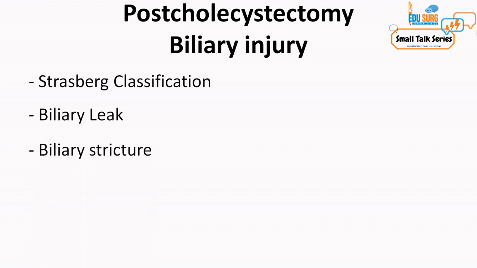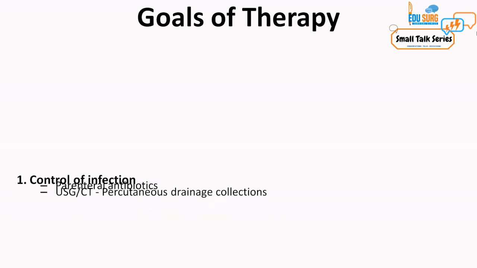Leaks occur mostly in the immediate and early post-operative period, though you can have a biliary fistula, and strictures in the long term of biliary injury. What are the goals of therapy in a patient with biliary injury?